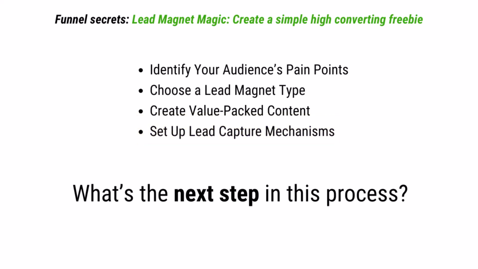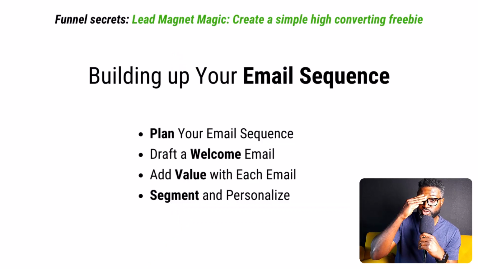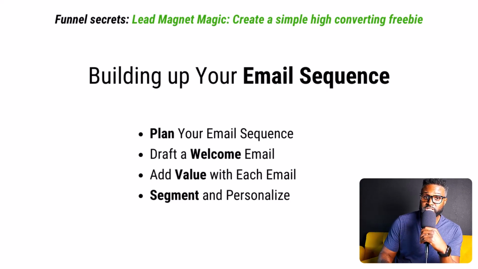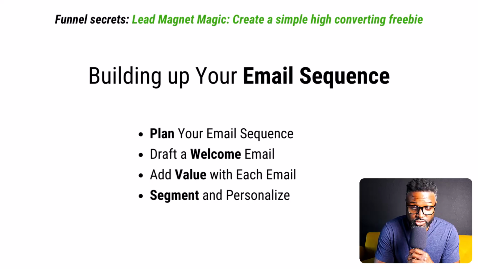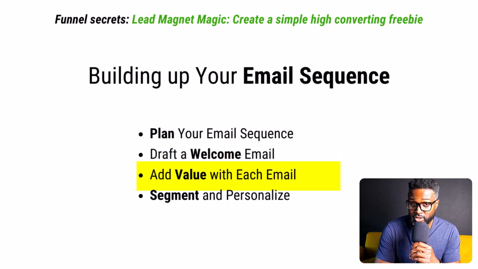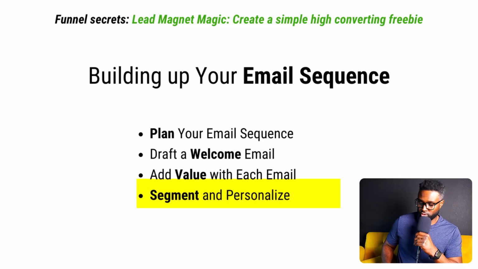But wait, now we need to know what to do with these people that are signing up. So what's the next step? The next step is building up your email sequence. There are 4 steps to building up a good email sequence that gets people to pay attention. Those 4 steps are: first, you want to plan your email sequence. Then you want to draft a welcome email. You want to add value in each email you send because you want them to stay on your list eventually so you can sell something to them. And then segmentation, and you want to personalize it.